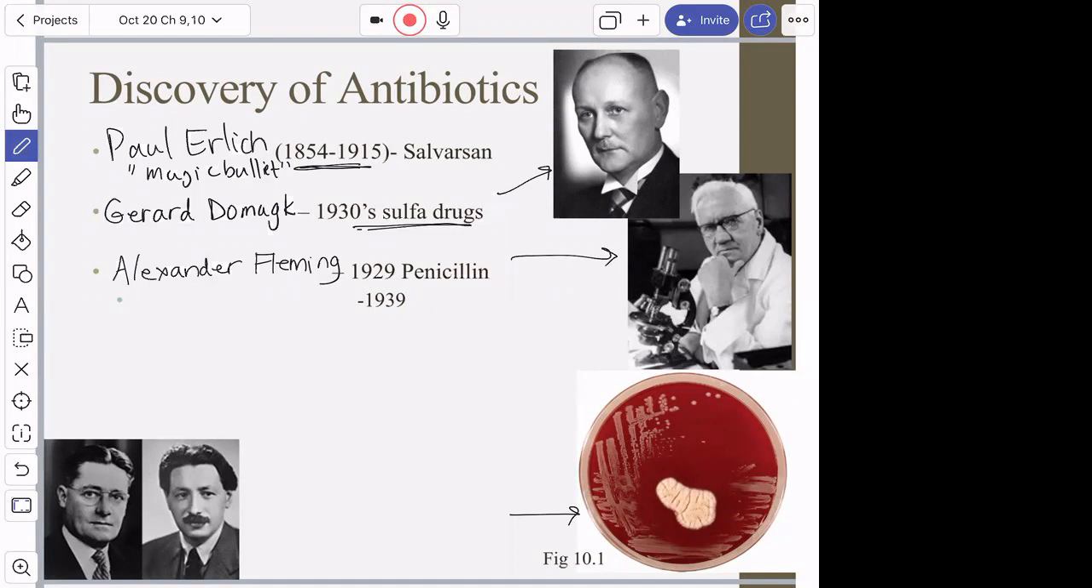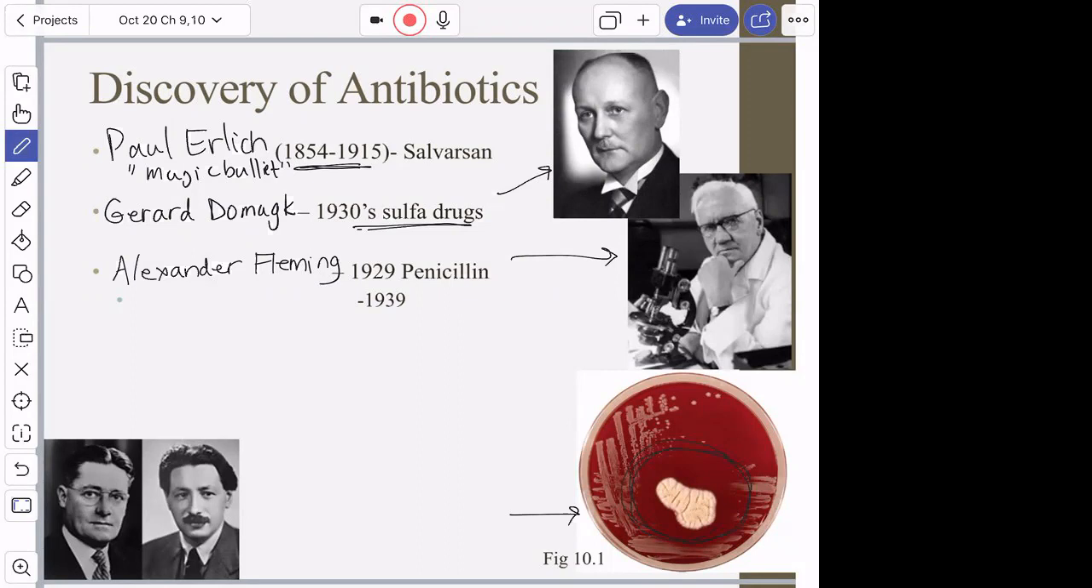He'd been doing research on Staphylococcus and ways to kill Staphylococcus with an enzyme called lysozyme that he discovered that breaks the bonds between those sugar units of peptidoglycan. We've talked about lysozyme. But he noticed there was a mold growing on his Staph aureus, and that mold was inhibiting the growth of the Staph aureus. Chance favors the prepared mind.